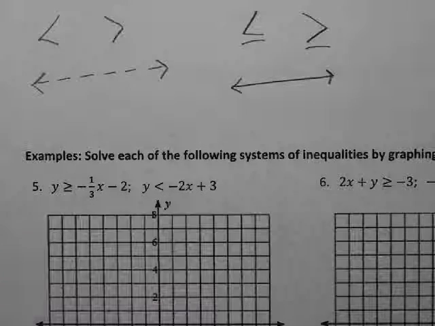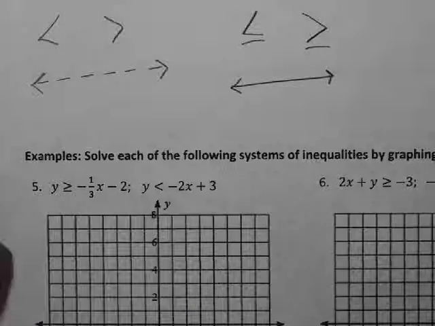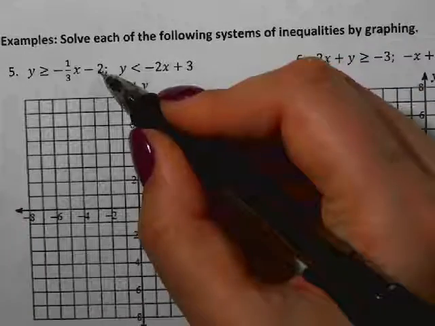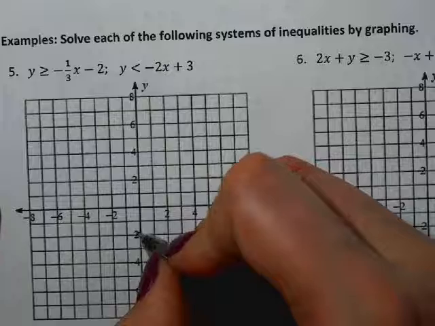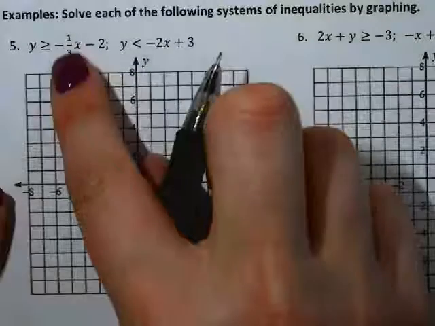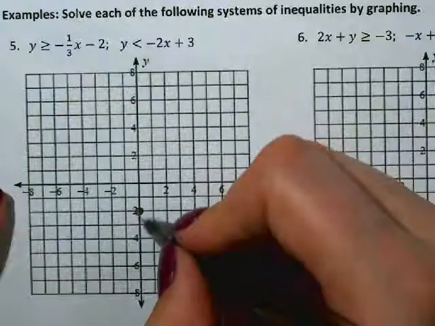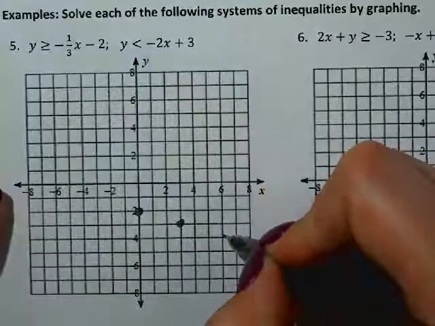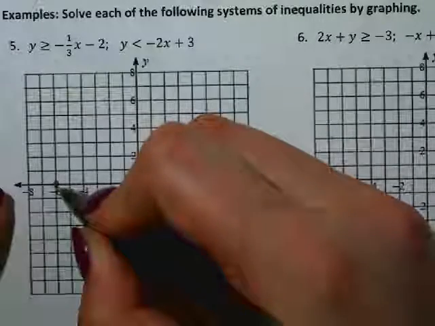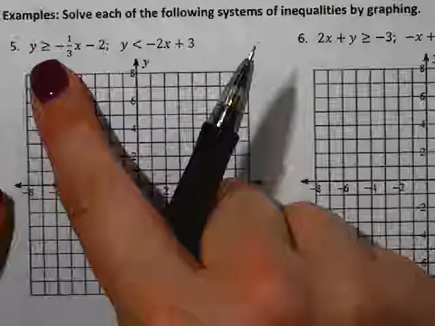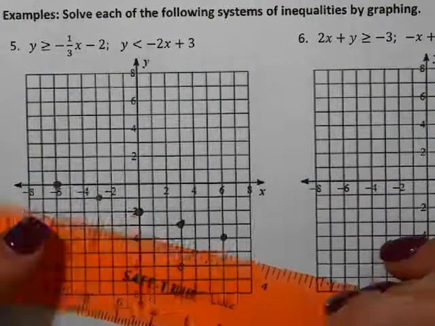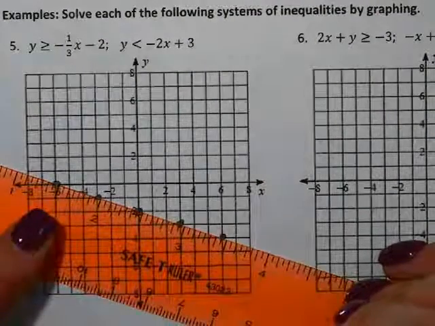So we're going to go ahead and graph these, and then I'll remind you of some more things as we're doing them. So here we have a y-intercept of -2, and then from there we go down 1, right 3. So down 1, right 3, down 1, right 3. We can go to the left as well. Because of the inequality symbol, I know that I'm going to have a solid line. So I can go ahead and graph that.